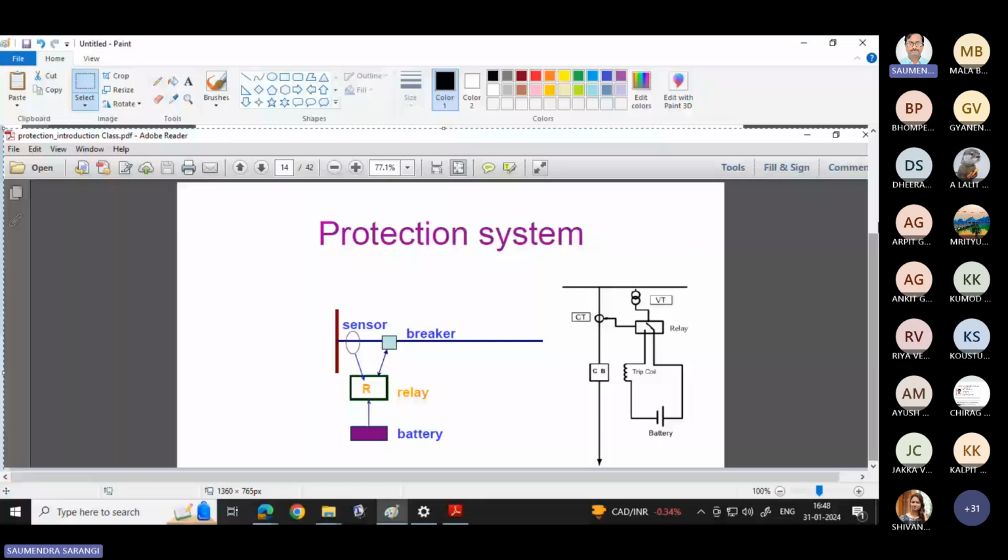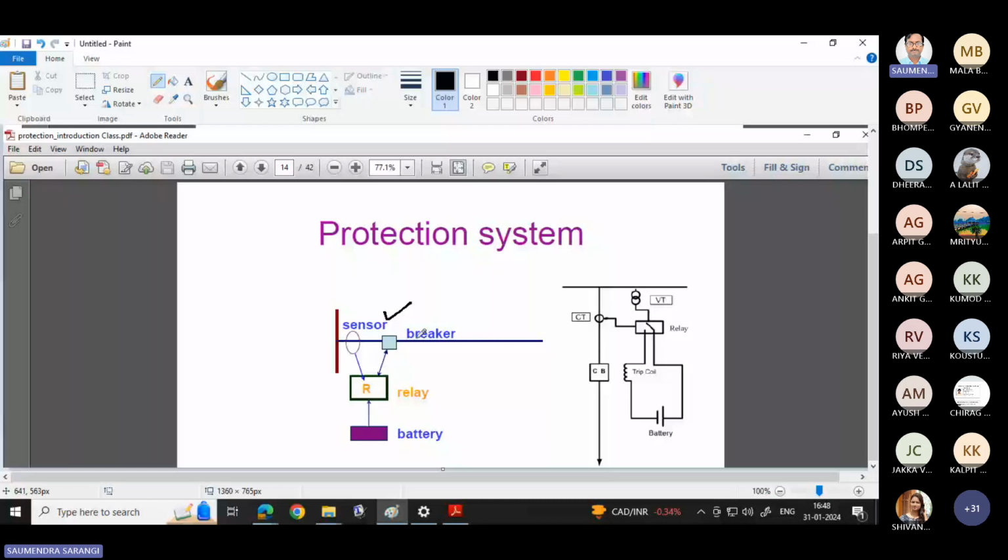So we need to put in the relay so that it detects all types of fault, but the condition is it should detect only the fault, not abnormal conditions like transients and load changes, or some loads starting, like induction machines starting or a transformer being charged. This type of condition we should not detect.